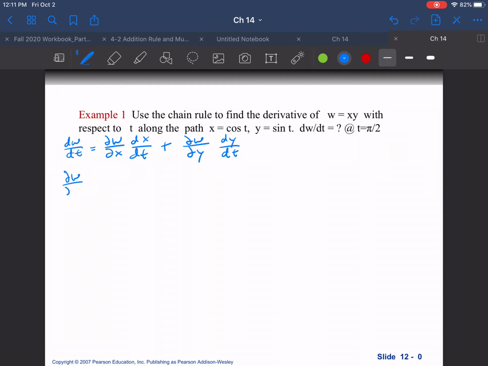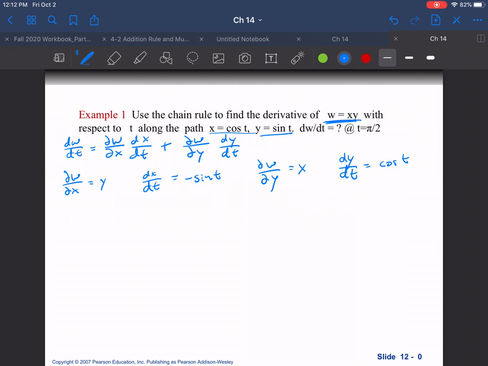So partial w partial x, from right here, is just going to equal y, and then dx dt we'll get from looking at x as a function of t right there. Derivative of cosine is negative sine of t, so we have that one. Now we need partial w partial y, and that's going to come again from w equals xy, so we take the derivative with respect to y, and that's just going to equal x. And then we have to look over here and do dy dt, which we'll get from y equals sine of t; the derivative of sine is cosine t.